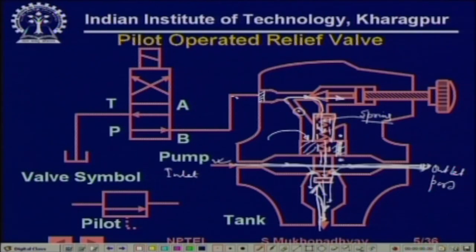On the other hand, if you now apply a pilot pressure here, for example, you can apply pilot pressure using a directional valve. So in this position of the valve, pump is connected to B. What is going to happen is that because you are applying pressure here, you are pushing this down. So the pump will flow to tank. This will flow to tank.